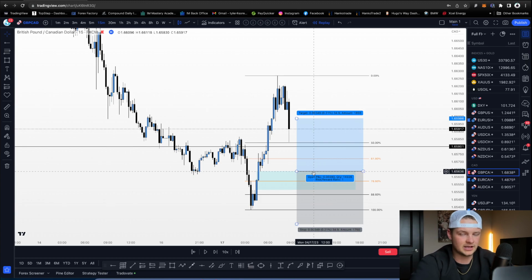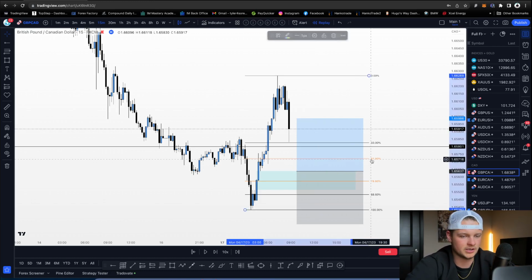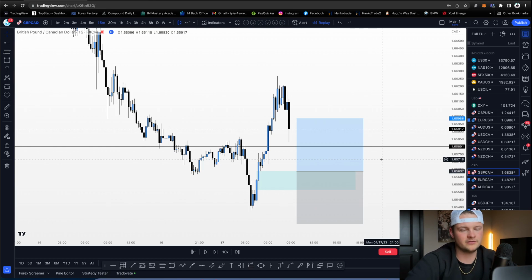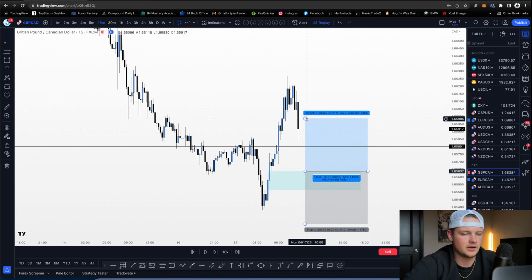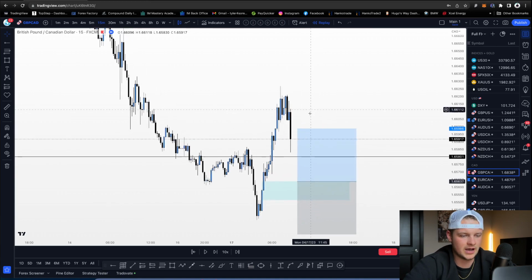So adding things like the Fibonacci, adding things like equilibrium, it's all bonus. It's added confluence. That's all it is, to help you refine, find a better entry, add strength to your trade, etc. So that is how you would do that.